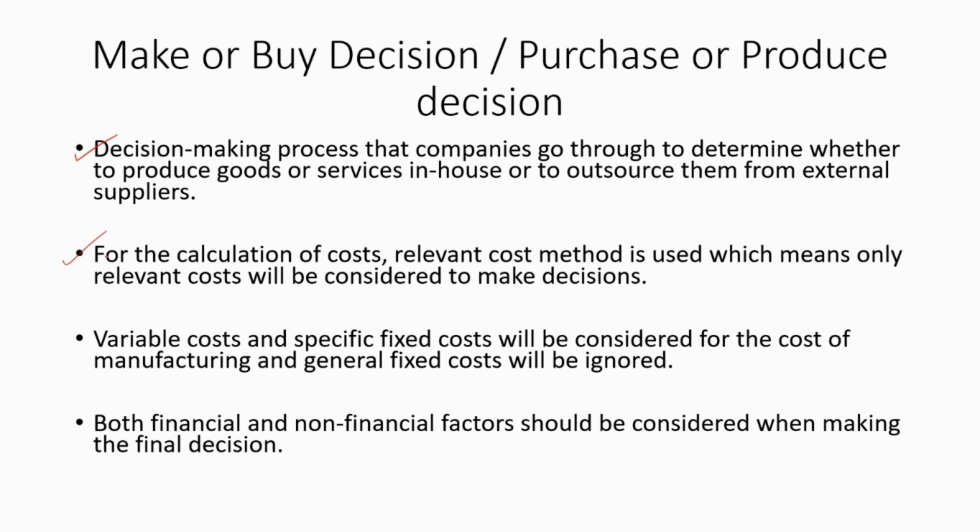For the calculation of costs, the relevant cost method is used, which means only relevant costs will be considered to make decisions. We discussed relevant costing. If you do not have an understanding of what is relevant costing, please make sure to watch that video before you continue this video. Variable costs and specific fixed costs will be considered for the cost of manufacturing, and general fixed costs will be ignored. We already know this. We only consider future incremental cash flows under relevant costing. All the other costs will be ignored.